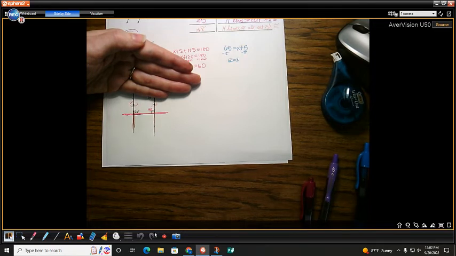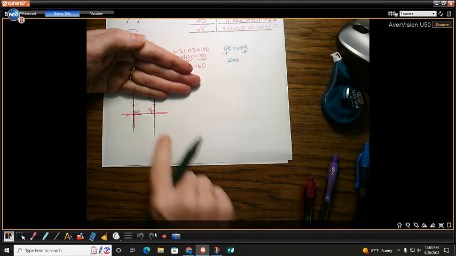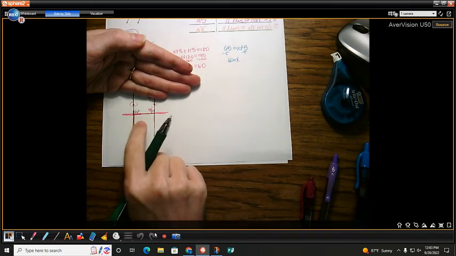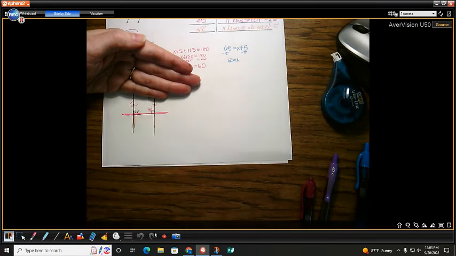Well, where are you getting that from? What relationship told you that? How are they related to each other? They are consecutive or same side interior. What do I know about same side interior angles? They're going to be supplementary.